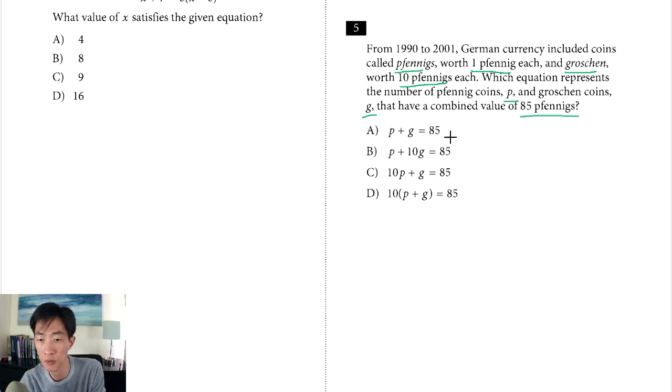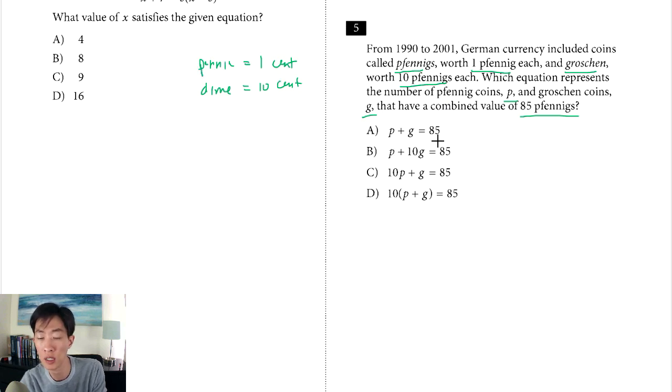So if you're totally confused by this, just relate it to something that you know. If you're in America, this suspiciously looks a lot like pennies. So think of pennies, which is worth 1 cent. And then think of dimes, which is worth 10 cents. Now the key to understanding these equations is to keep in mind that the 85 is the number of pfennigs. So it's the number of pennies or the number of cents.